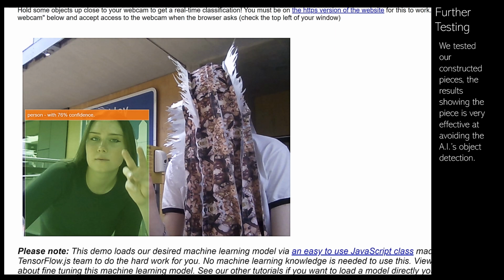And then the final stage of our process was to test the garments. We tested the garments using the same object detection model. And the results showed that the garment was very effective at multiple distances. Even up close, it was detecting the person with no mask on, but not detecting the person with the mask on. So as you can see, the taking out of the neck and the taking out of the features, even though the shoulders and the arms are still present, is still very effective, or completely effective, in avoiding the AI.